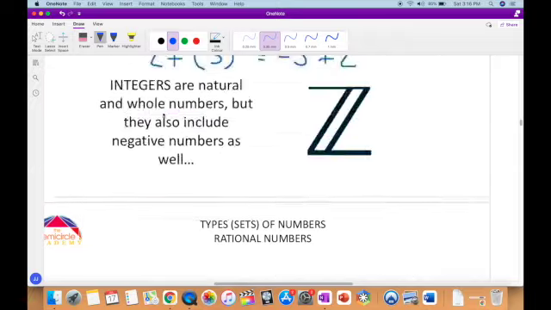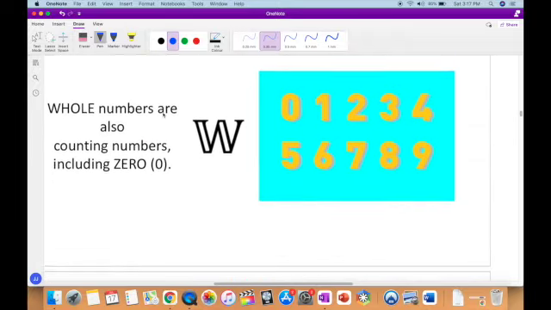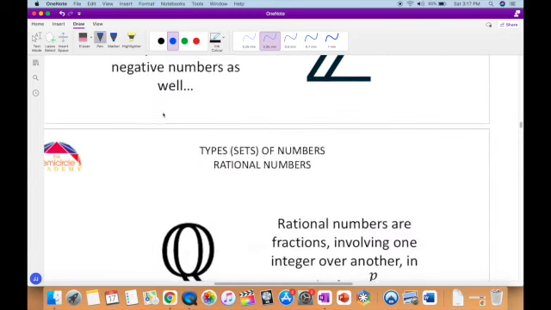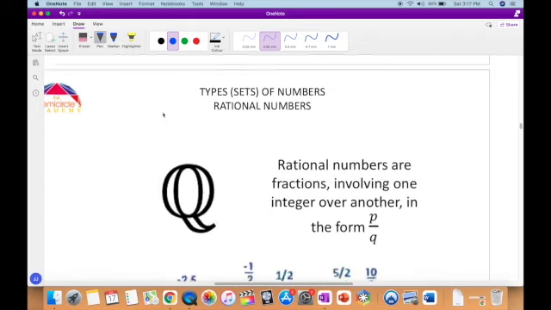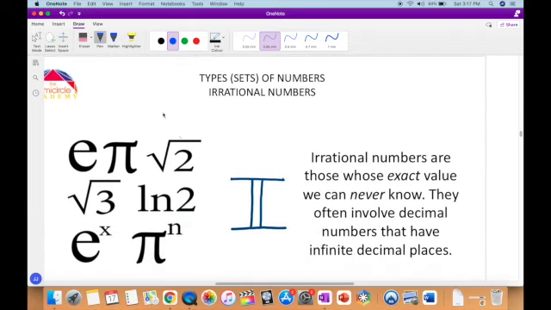So let's just do a recap. Natural numbers, whole numbers, which include 0, integers, which include negative numbers, rational numbers, which are fractions, and irrational numbers, which we don't even know exactly what they are.